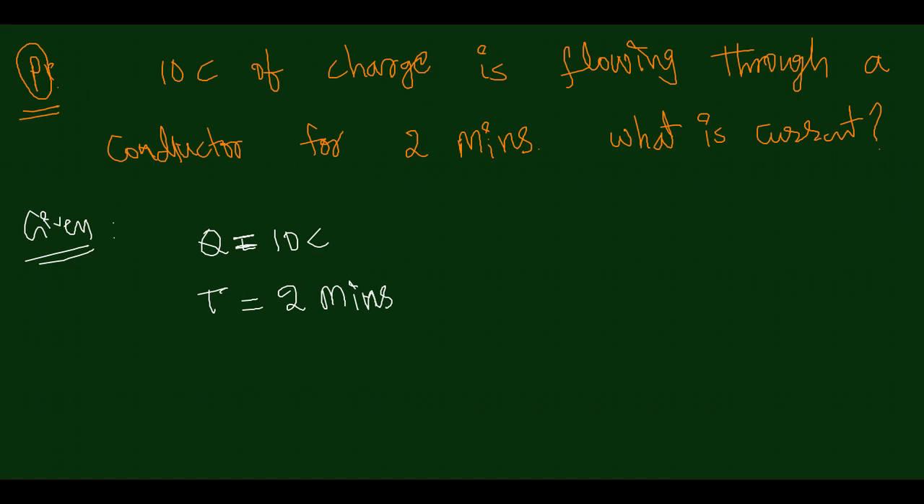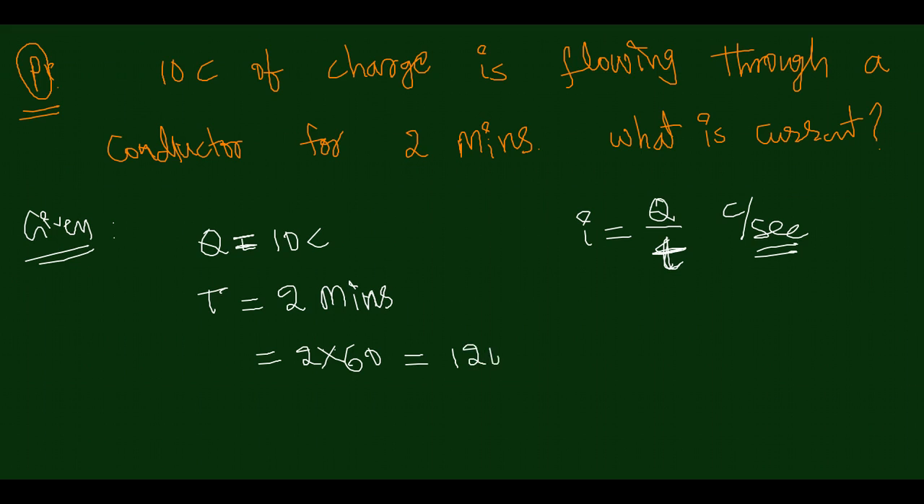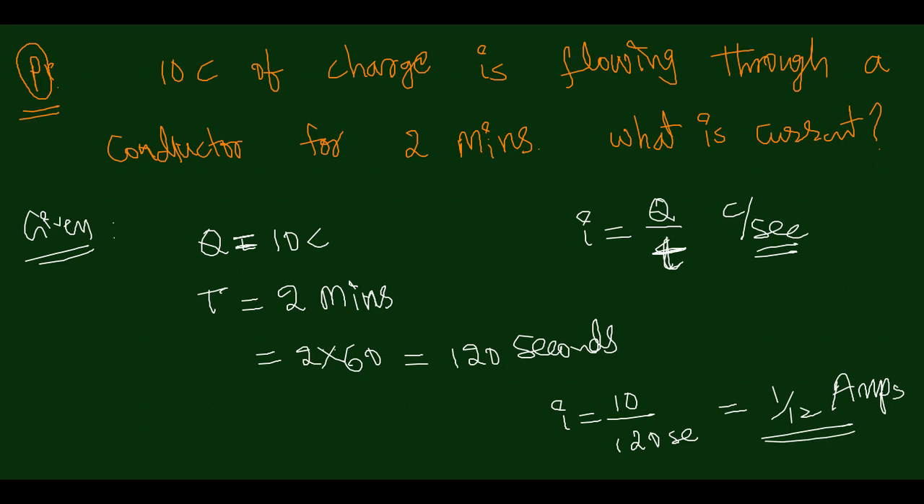But our standard equation is I equal to Q by T, coulombs per second. The time is expressed in seconds, so we will change this into seconds. 1 minute equals 60 seconds, so that becomes 120 seconds. Now I equals Q, which is 10 coulombs, divided by 120 seconds, which equals 1 by 12 amps.